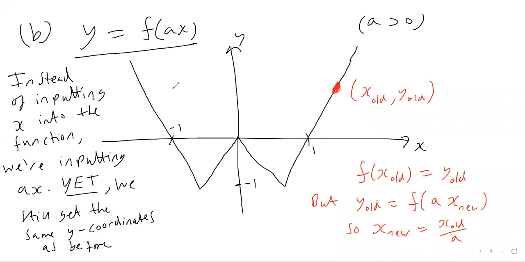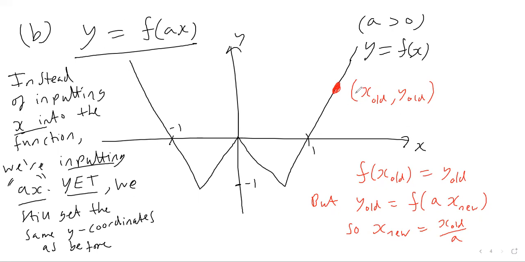The key thing is that this is our old graph. Let's make a note of this so it's really clear. This is our old graph, y equals f of x. Now, instead of inputting x into our function, we're now inputting ax. We're inputting this ax number into our function, as we can see here, yet we still get the same y coordinate. So y equals f of ax, we're still getting the same y output as the y outputs there.